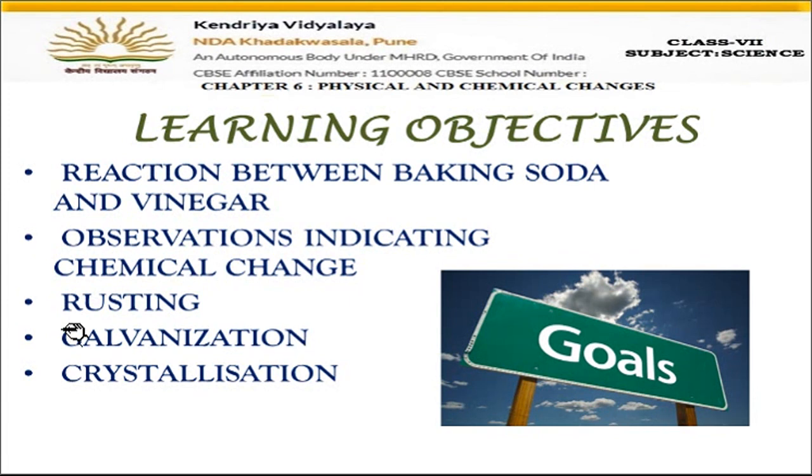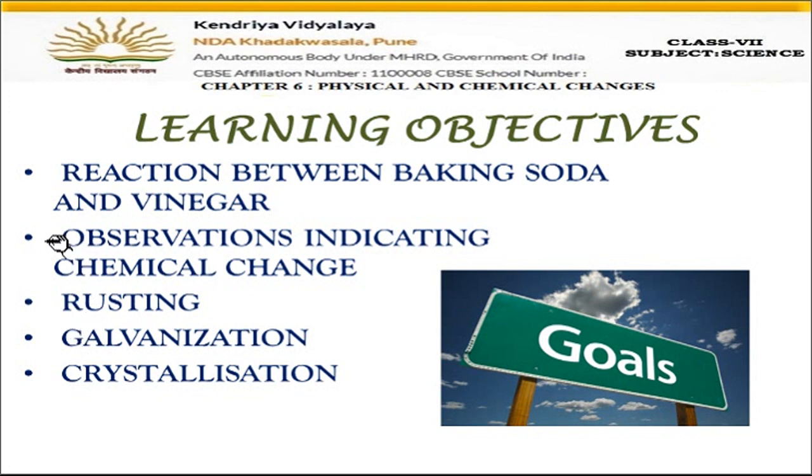Students, in yesterday's session, we completed the topic Physical and Chemical Changes. In physical changes, we have seen that no new substance is formed, but only the physical properties of the substance change. Whereas in chemical changes, a new substance is always formed, and this type of change is irreversible. Irreversible means it cannot be reversed back. We cannot get back the original substances.